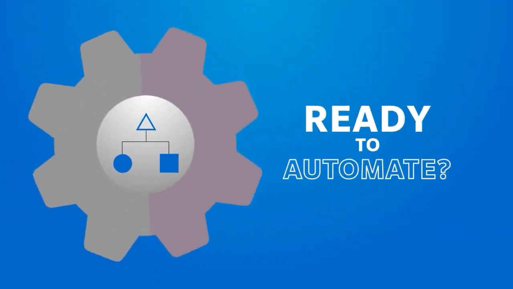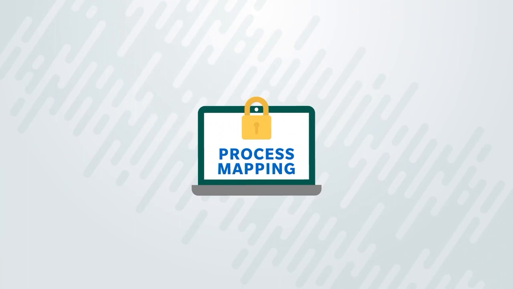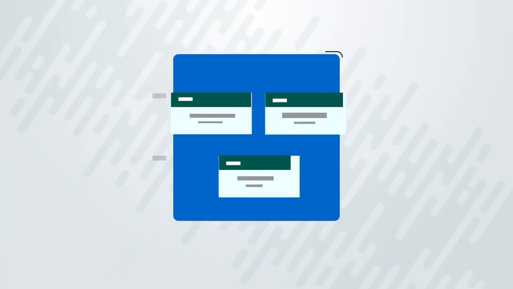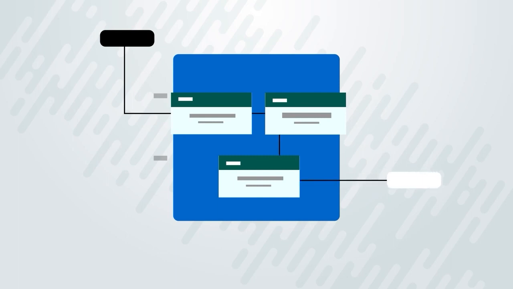Ready to automate? Process mapping is a great place to start unlocking your digital transformation and effectively manage your processes with an easy-to-use tool. Benefit from knowing your processes so you can improve them over time.